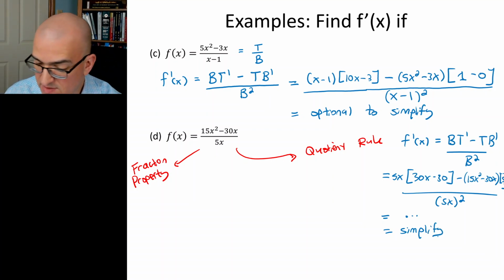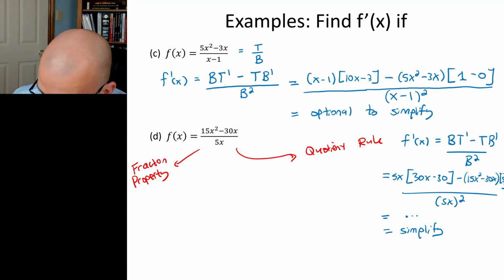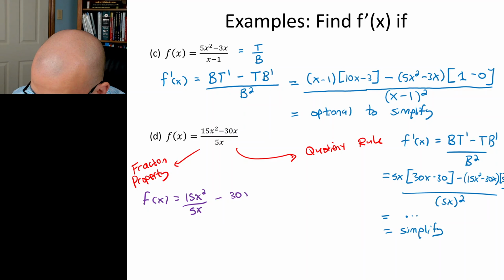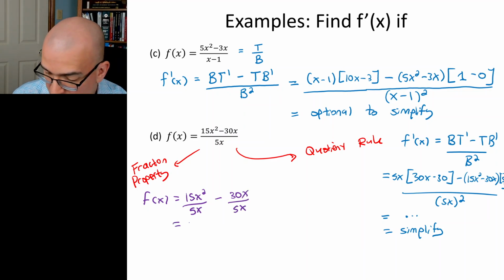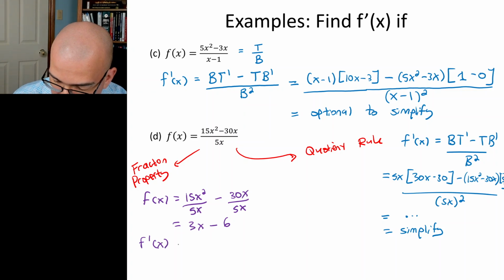But the other way to do this would be to rewrite the function first. f of x is equal to 15x squared over 5x minus 30x over 5x. So we simplify, we get 3x minus 6. And now take the derivative, f prime of x is 3 minus 0, which is just 3.